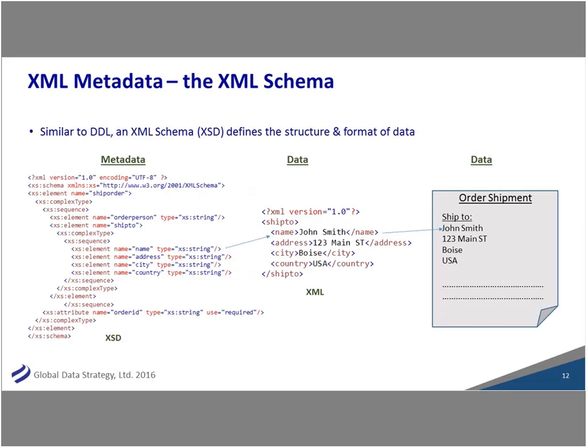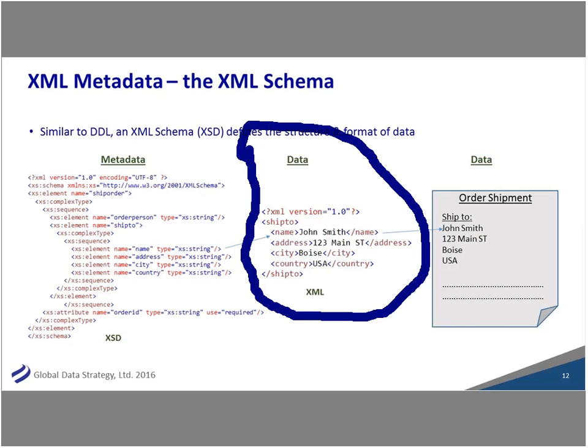Similar to DDL, you have what's called an XML schema or an XSD that helps define the structure and format of the data, which is basically metadata. So a little different, when you look at the data, which is actually the XML file here in the middle, that can be a little bit confusing, because you're saying, well, that's actually some metadata in there too, because you have the name, address, et cetera, but that really is your raw data. The metadata on the left with the XSD helps you define the structure.